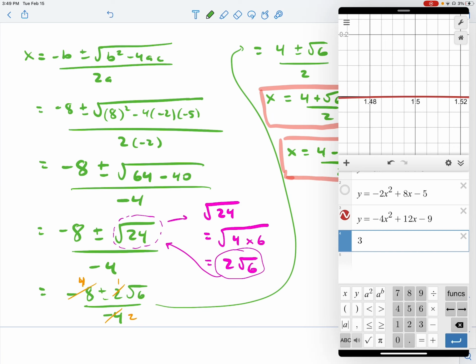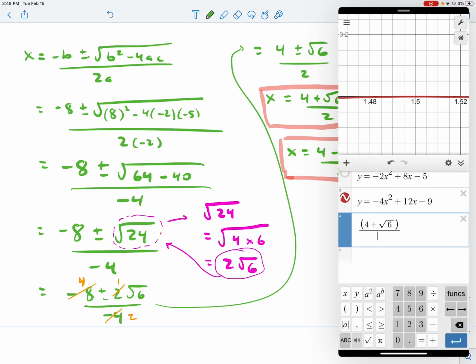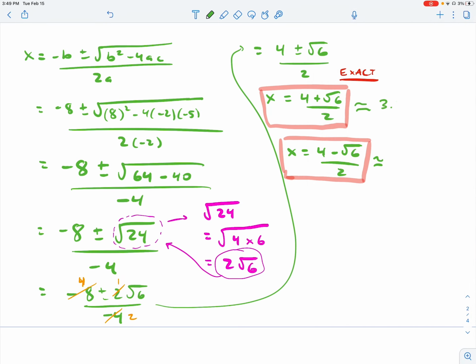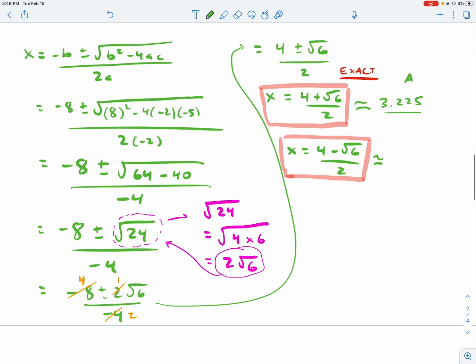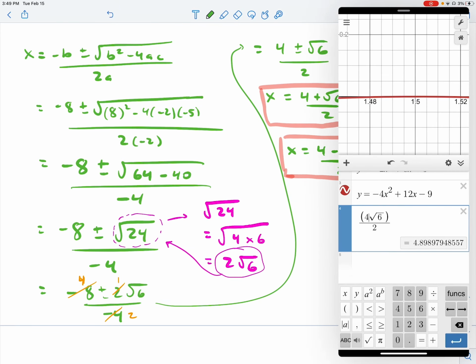So let's type them in. 4 plus the square root of 6, let's put the whole thing in brackets, and then we'll divide that by 2. It looks kind of familiar, the 3.2247. I'll round that up to 3.225. Okay, that's my one approximate answer. And for the second one, let's switch that to a minus. We got 0.775.